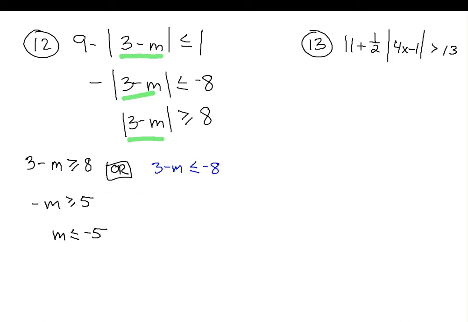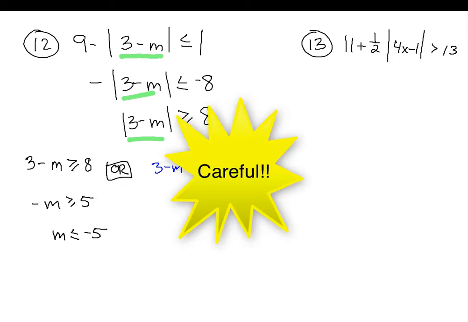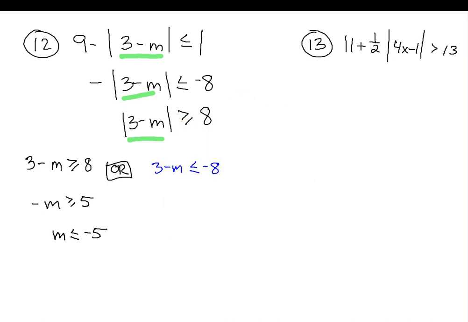Now when I solve the left-hand side, again, be really careful as you subtract 3 from both sides. You'll end up with -m is greater than or equal to 5. But then here's where a lot of people could make the mistake, so don't be that person. When you divide both sides by -1 or multiply both sides by -1, do not forget to flip the direction of the inequality symbol. So you'll end up with m is less than or equal to -5. So that's one of our solutions to our inequality.